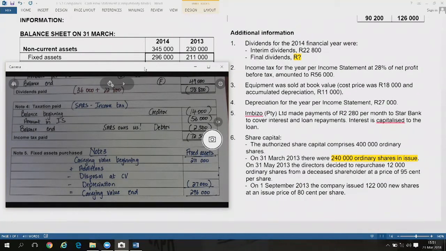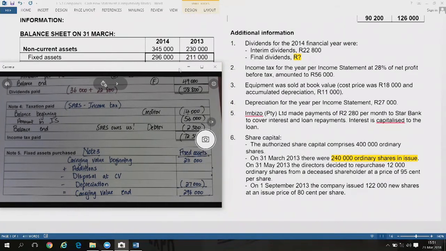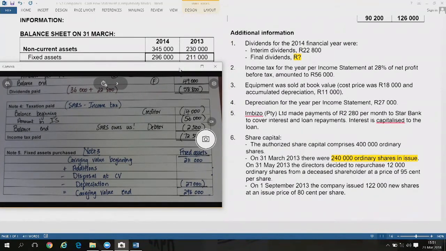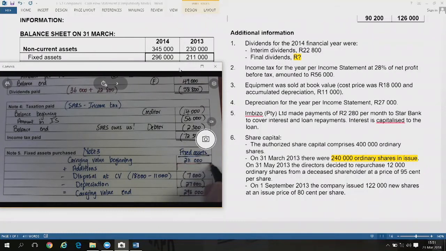The first one we are going to solve with information number 3, where they say equipment was sold at book value. 18 was the cost price, 11 was the accumulated depreciation. 18,000 minus 11,000 gives me 7,000 rand in brackets, and there you can calculate the additions that you bought only with note number 3. Please use all these tricks, because it helps you a lot.